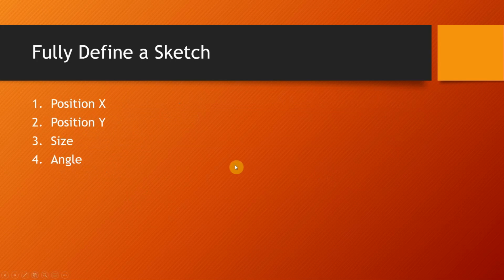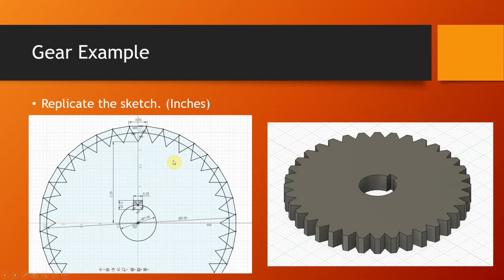Okay. Now again, just to remind you, the things to fully define a sketch. These are the things that you must have: position X, position Y, size, and angle. Okay. And then this is essentially the example. So you have this picture. If you want to stop the video here and try to replicate something like this with the things that you already know, you're more than welcome to do that. If not, just stick around and I'll show you step by step how to create something like this, eventually leading up to a gear that looks something like this in real life.